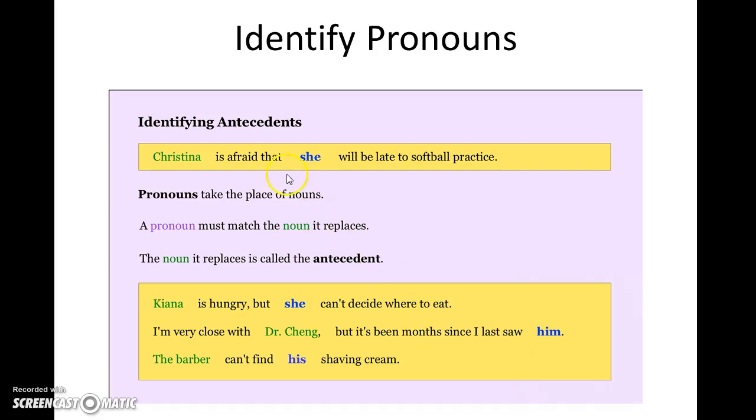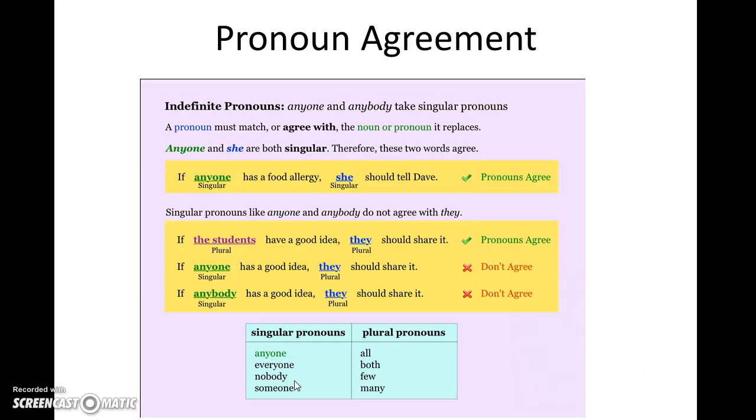You're also going to want to be able to identify the antecedent. So Christina is afraid that she will be late to softball practice. Take a look at these examples. Kiana is hungry, but she can't decide where to eat. I'm very close with Dr. Cheng, but it's been months since I last saw him. The barber can't find his shaving cream. In each of these cases, even though these are different types of pronouns, again, I said we're not going to worry about the types. They need to agree with the nouns, right? So this is, Kiana is the antecedent of she. Dr. Cheng is the antecedent of him. The barber, the antecedent of his, right? Those pronouns stand in for the noun.